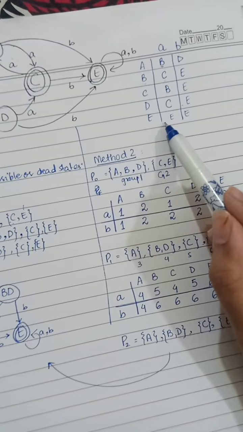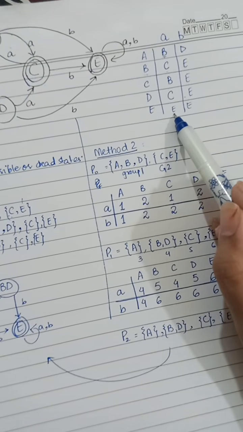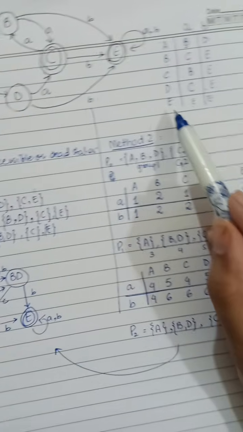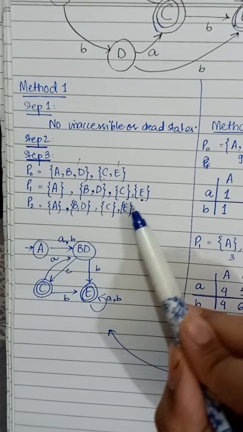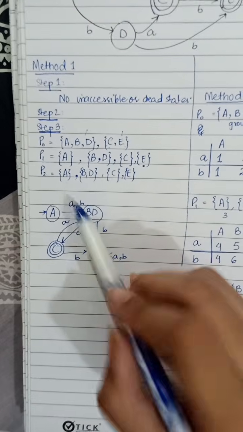We separate E. Why? Because on input a, it goes to E, which is in group 2. And on b, it goes to E, which is in group 2. That's why we make a separate state for E. Then we do the same over here.